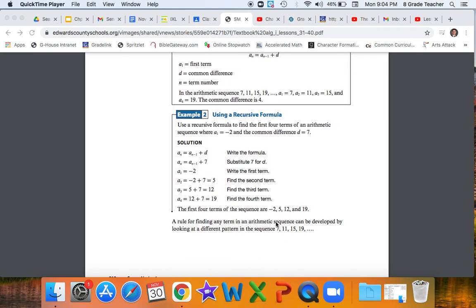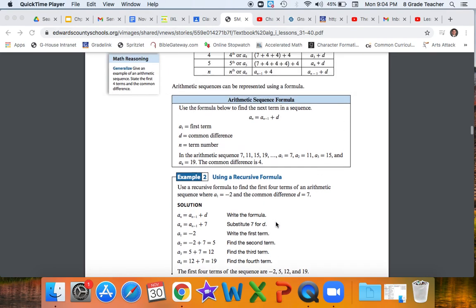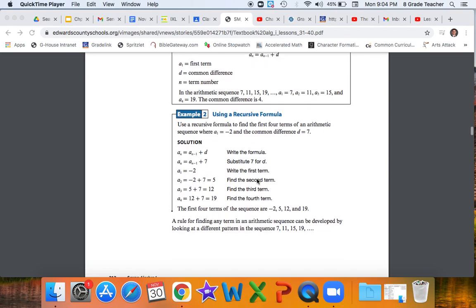In example 2, it's going to give you another type of formula. So not to get these confused, an arithmetic formula is shown right here. This is now what's called a recursive formula. Use a recursive formula to find the first 4 terms of an arithmetic sequence where a1 equals -2 and the common difference is 7. So here you have an equals an minus 1 plus d. Here's the formula for our arithmetic sequence, and then you plug in the values that you're given. The common difference is 7 for d, so 7 goes right here. And the first term is -2, so you write that in here.